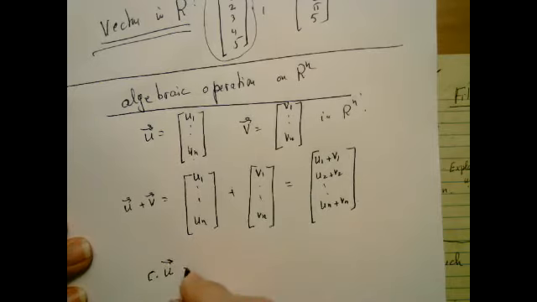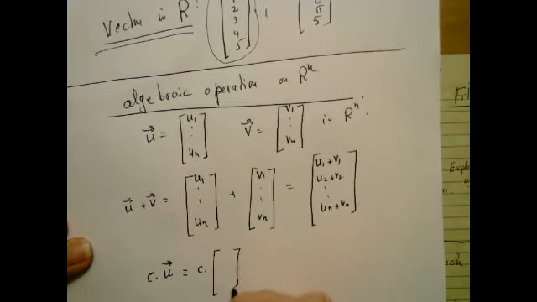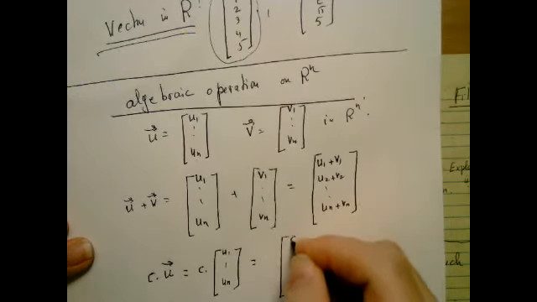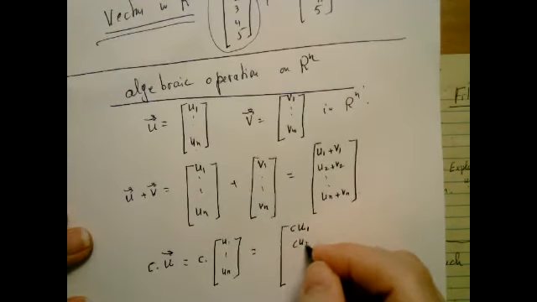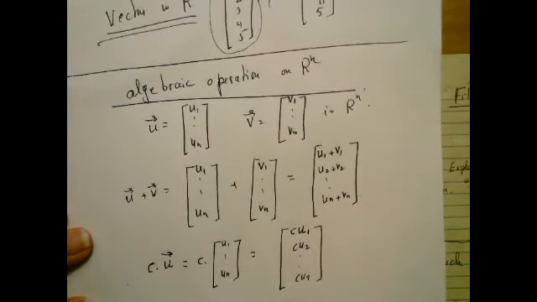So C times U. This will be C times U1 through UN, and that's a new vector. The components of this new vector are C U1, C U2, C UN. So scaling a vector will create a new one that has for components C U1 and so on. Again, our definition is based on what happened in the plane. That's how the generalization is based on that.